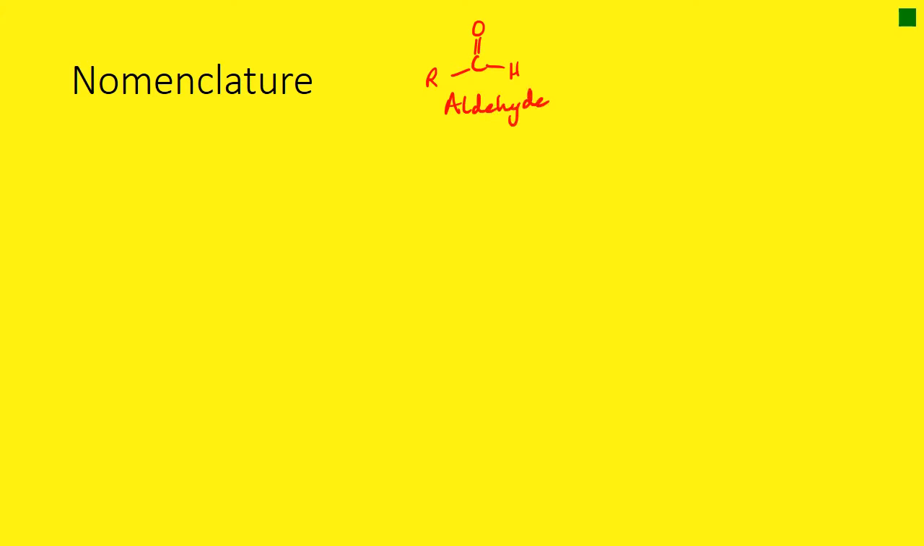When we're writing the structural formula of an aldehyde, it can be a little bit confusing with alcohols because we've got carbon, oxygen, and hydrogen. As you know, an alcohol would be COH, but with an aldehyde we write CHO. That's how it is with aldehydes.